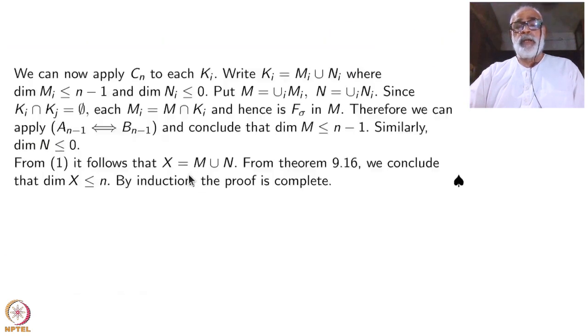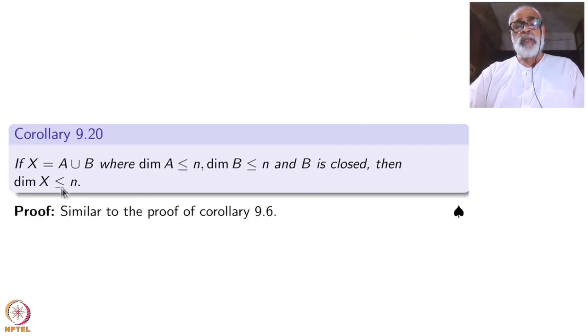Okay, let's go ahead now. If X is a union of two subsets, each of dimension less than or equal to n, and B is closed, then the dimension of X is less than or equal to n. Same kind of result, instead of 0, we now have general n here. It is similar to what we have proved in 9.6.